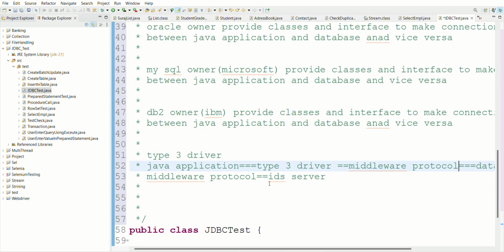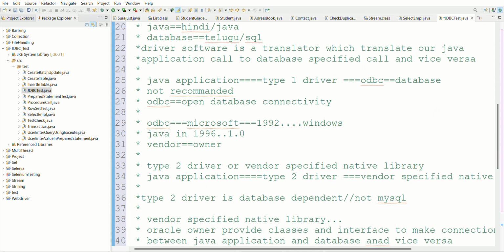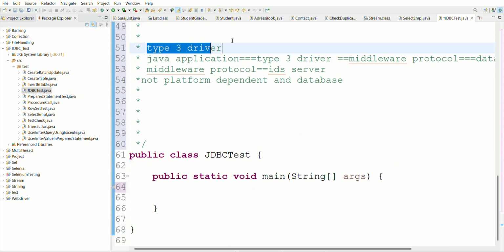That's why the type 3 driver is the first driver which is not platform dependent. Type 3 driver is not platform dependent and not database dependent. This is free from database and platform. Got it? This is the summary of the type 3 driver. Let me discuss the type 4 driver.